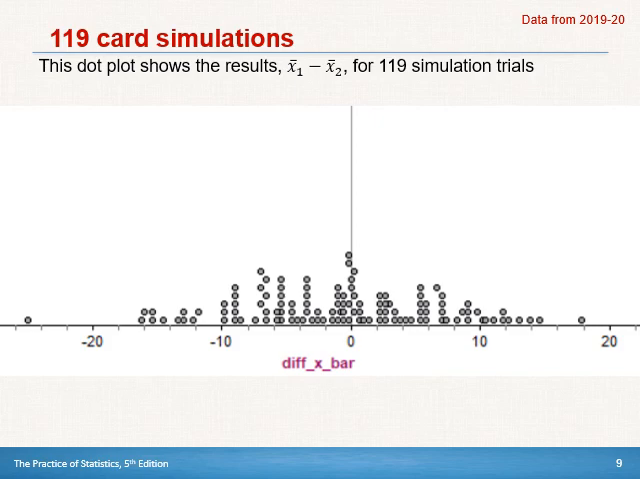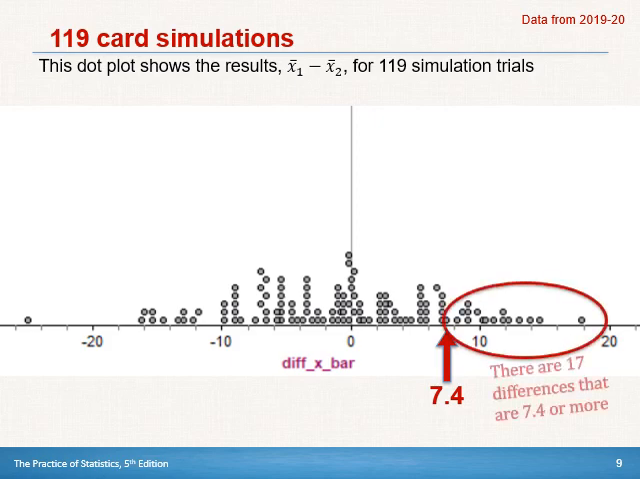All right, but how likely are we to get a difference as big as the one we found in our experiment? The difference we found in our experiment was 7.4 pounds. And so we say, well, how likely is that to occur? If we look, there were about 17 simulations that had a difference of 7.4 pounds or more.